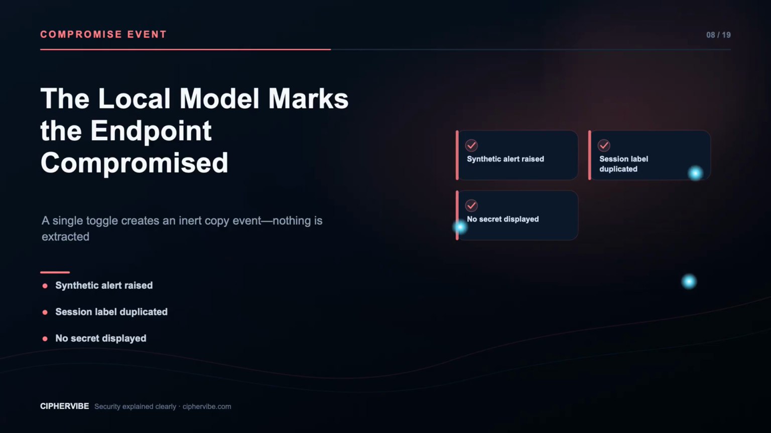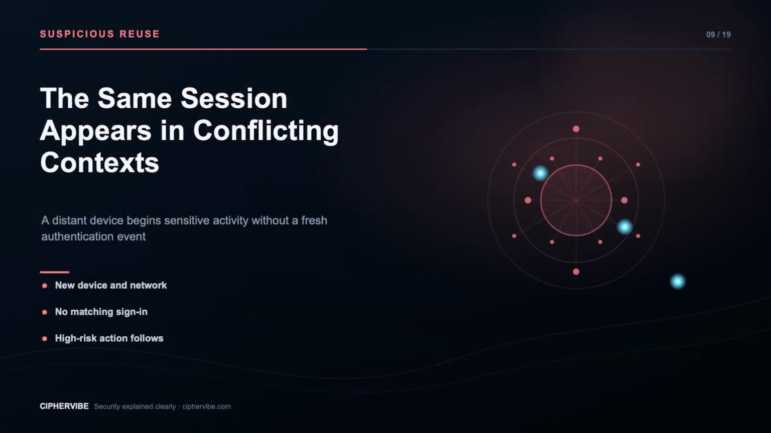It does not reproduce infection, persistence, evasion, credential access, decryption, browser storage access, or exfiltration. The copied label appears from a fictional untrusted device and network with no corresponding authentication event. It immediately attempts a recovery change and data export.